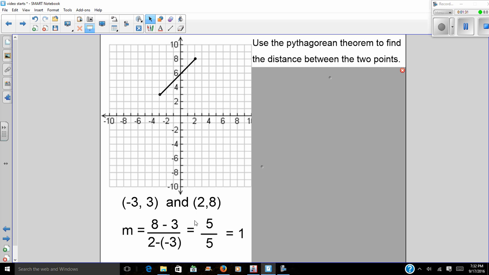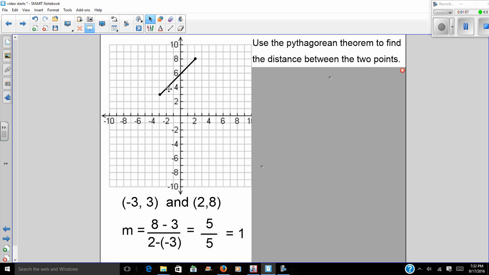8 minus 3 gives us 5. And I can see that I have x2, which is 2, and x1, which is -3. So I end up with 2 minus -3, which is 2 plus 3, and that also equals 5. So I end up with a slope of 5 over 5, and that reduces to a slope of 1. We can see that happen numerically with the formula.